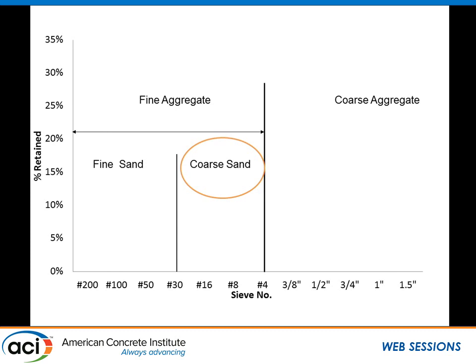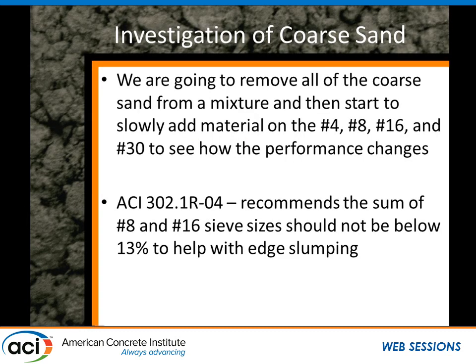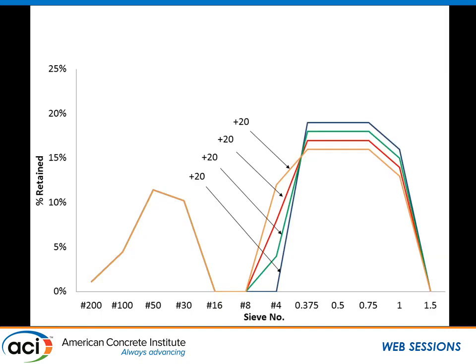Let's start with coarse sand. We found a very distinct difference between coarse sand, which I'm going to call between number 4 and number 30, and fine sand, which is number 30 and actually below. So we're going to remove all the coarse sand from the mixture. Take it all out. Every bit of it. And we're going to start adding it back slowly and see what happens. Other people have talked about minimum amounts of number 4, number 8 and number 16. They said this sum has to be about 13%, which I think is from an old Shilstone paper. We're going to talk about this coming up.